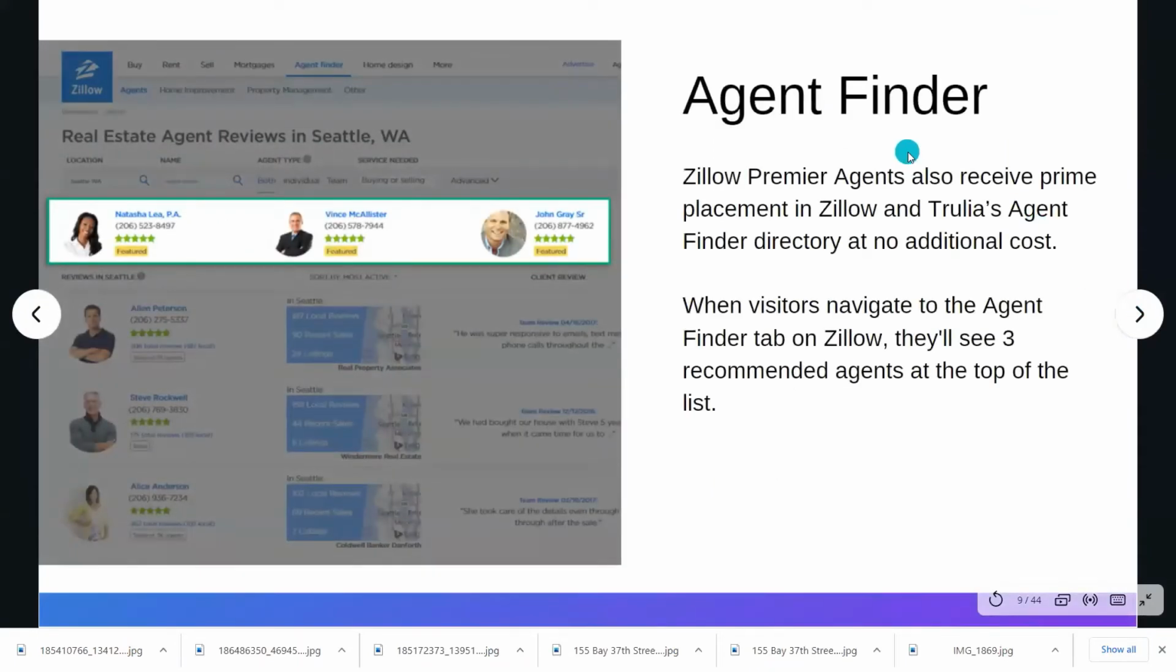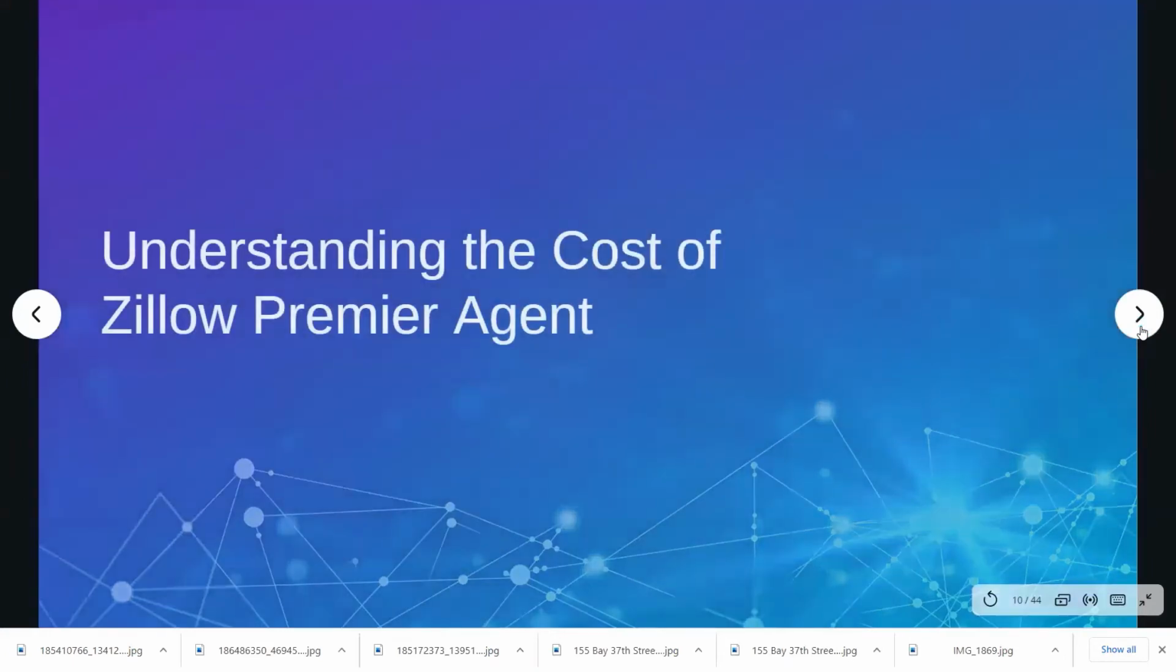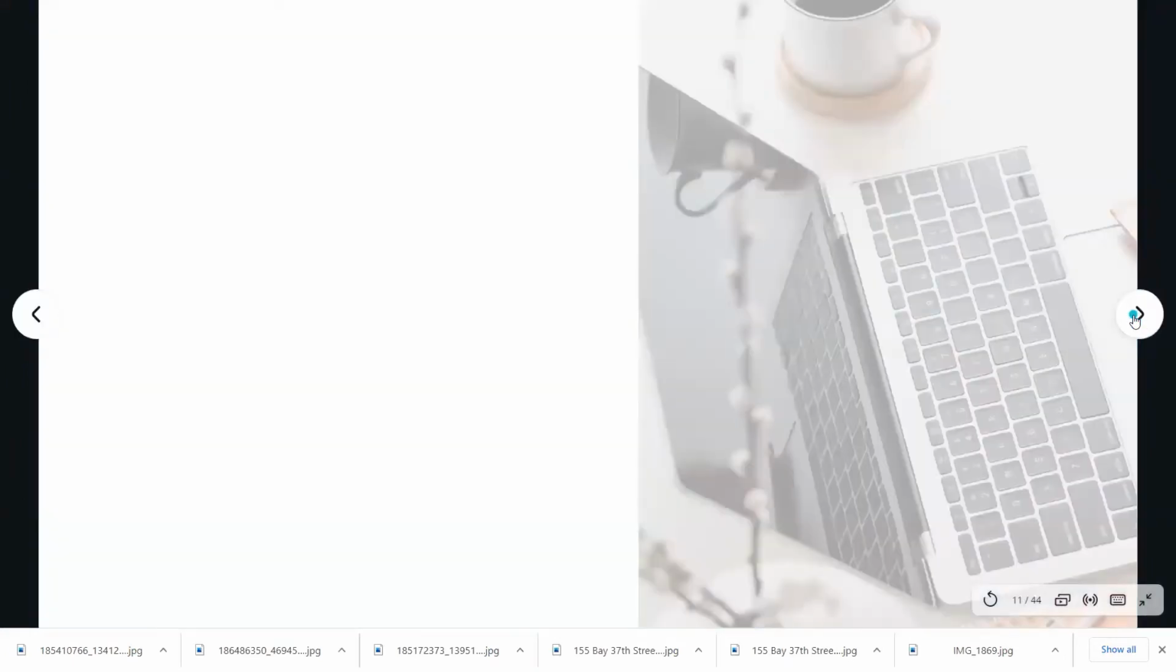And then in the agent finder, Zillow Premier Agents also receive a prime placement on the top in Zillow and Trulia's agent finder directory at no additional cost. When visitors navigate to the Agent Finders tab on Zillow, they'll see 3 recommended agents at the top of the list. So let's understand the cost of Zillow Premier Agents.